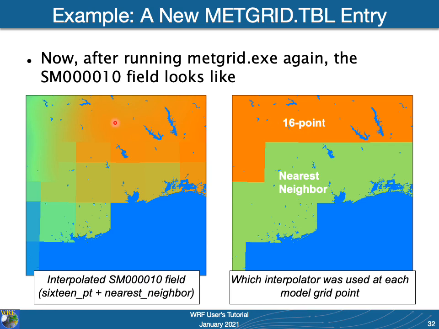As we get closer to land sea boundaries in the GFS grid, you see that the soil moisture field starts to look blocky. And these are the points in our model domain where the METGRID program had to switch from a 16-point interpolation stencil to a nearest neighbor interpolation. And there are even parts of our model domain where the nearest GFS grid point was a water point, even though those points should be land according to our GeoGrid land sea mask.